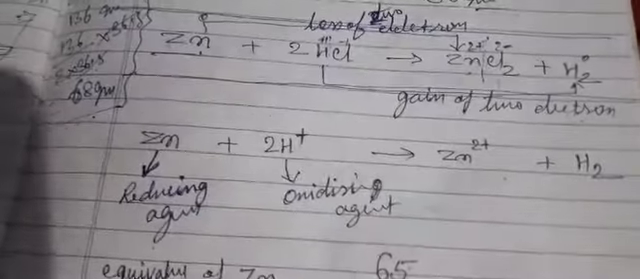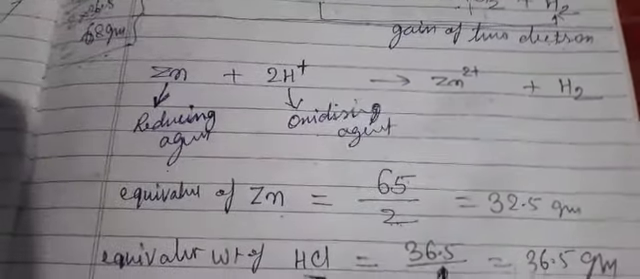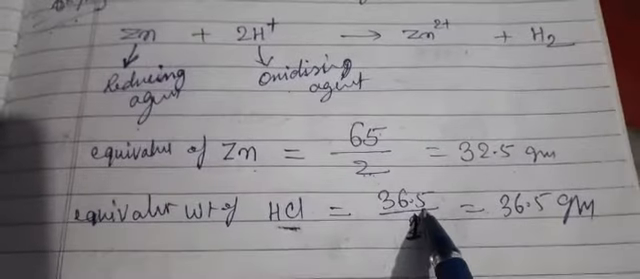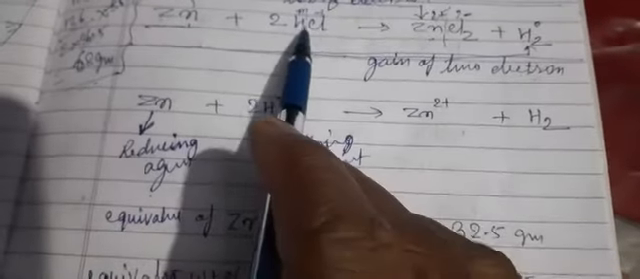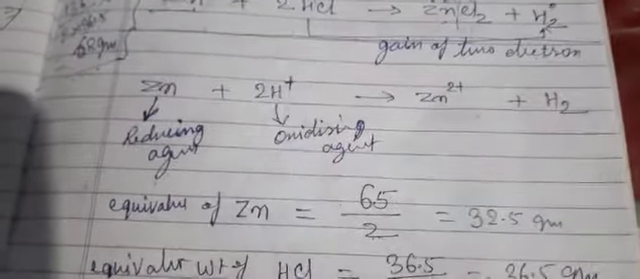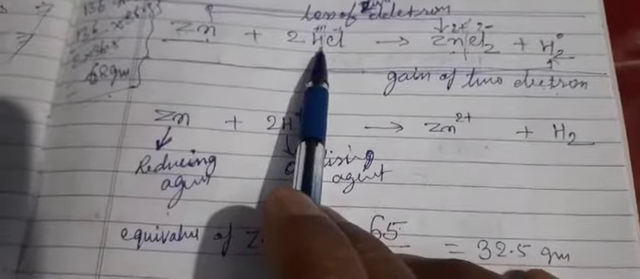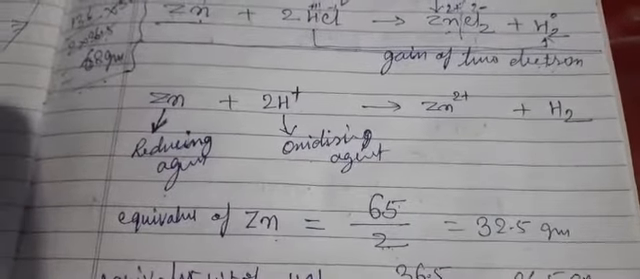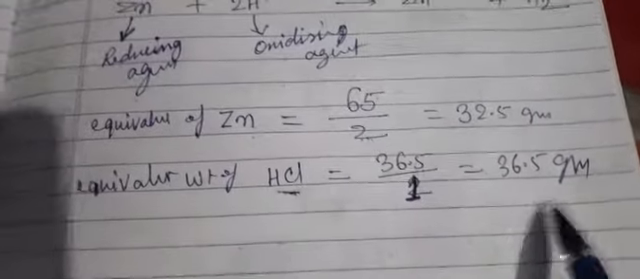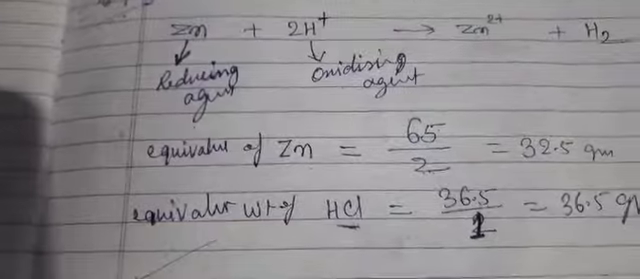Now I will find out the equivalent weight of HCl, because this HCl is the oxidizing agent. Again, the molecular weight divided by the number of electrons undergoing change. Here one molecule of HCl has 1 H plus, and 1 H plus will accept 1 electron only. That is why the number of electrons transferred is written as 1. So it is 36.5 by 1, 36.5 gram. We get the same equivalent weight here also. These are the different ways to calculate this.